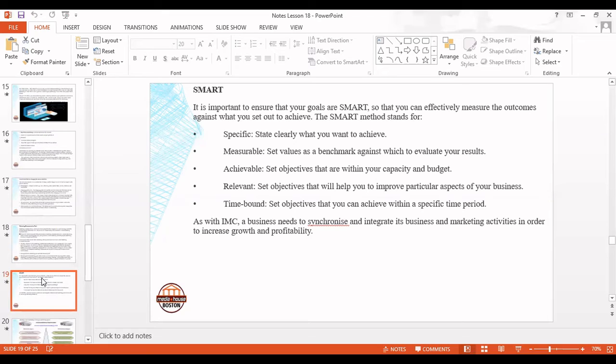In the aftermath of your campaign, you need to come back and evaluate against what we set as our benchmark. Did we achieve? Did we fall short? Then achievable: set objectives that are within your capacity and budget. What do you understand by that, Zenzo? I feel like it has to be realistic. You see, you can't just be overly ambitious. You must set goals that you know you can achieve within the time set for you. So I feel like it has to do with realism.